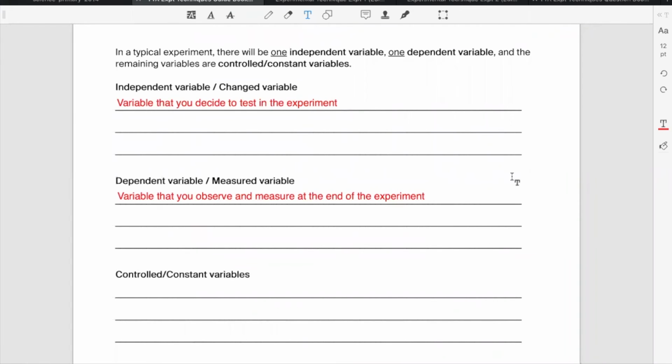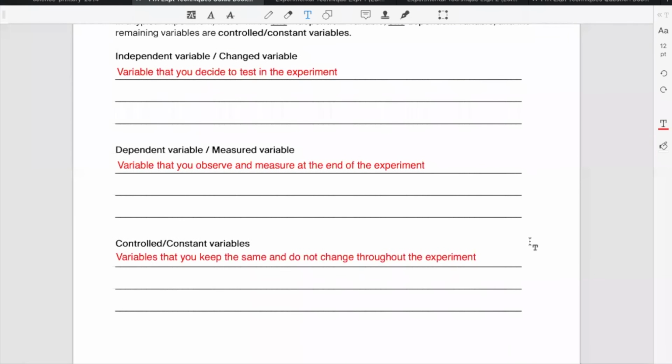Now, can someone tell me what is a control or constant variable? It's basically variables that you keep the same and do not change throughout. The key thing here is throughout the experiment, you don't change it, you keep it the same. And this y'all should know, it's most of the variables in the experiment. So you change one variable, you measure one variable, the rest are all kept constant, they are all kept the same.